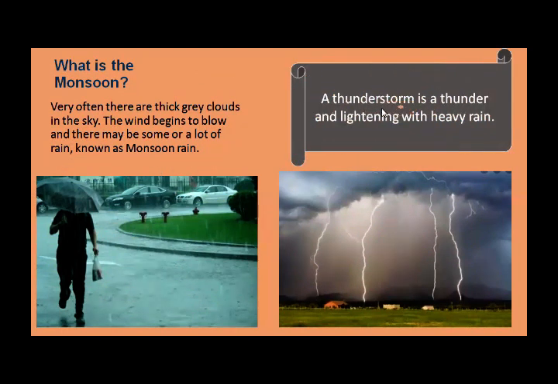And what is a thunderstorm? Thunder means loud voice, loud noise. And you can see the lightning with the heavy rain. A thunderstorm is thunder and lightning with heavy rain.